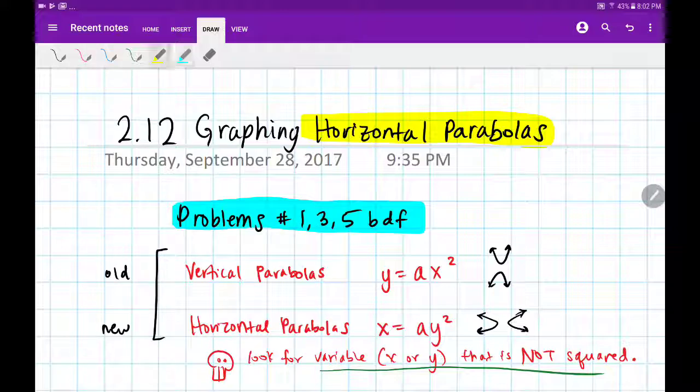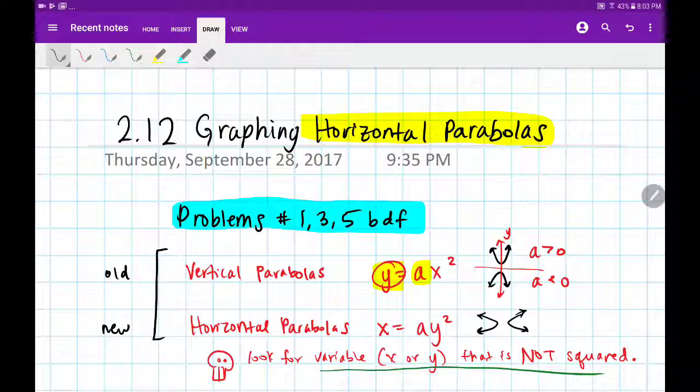So have a look at our notes. Over here, the variable that's not squared is the y. Well, that means that I'm going to be opening along my y-axis. The y-axis runs up and down, and as a result, our parabola is either going to go up or down, depending on the sign of this a. If a is greater than 0, we're opening up. If a is less than 0, we're opening down. But notice that y is all by itself, and so that's the direction that we're going to be opening along, the y-axis, which runs up and down.